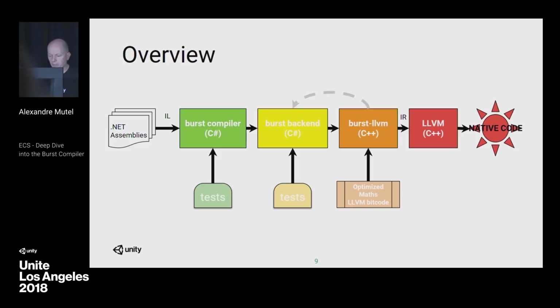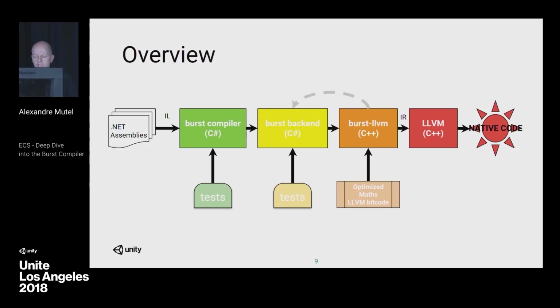The compiler is composed of different parts, and it's a very standard way of developing a compiler. Actually, Burst is not really a compiler. It's more a transpiler, but I will get back to this later. Burst has a front end that is responsible for translating the IL. IL is called intermediate language, for those who don't know what it is. It's the microcode that is used in the .NET assemblies that are compiled by the Unity editor.